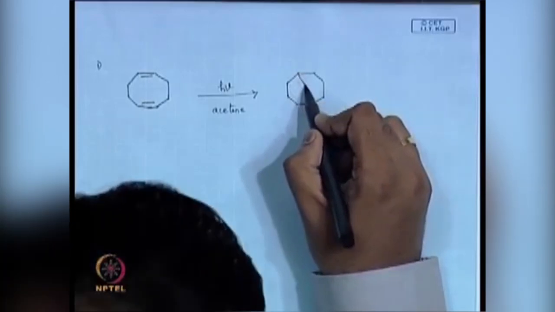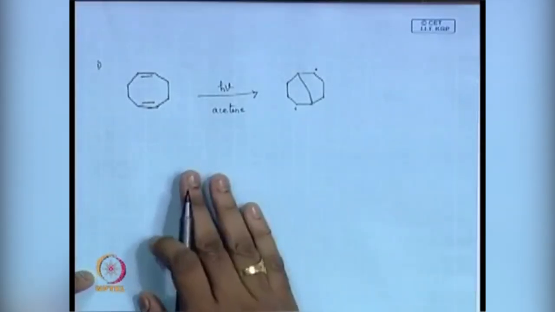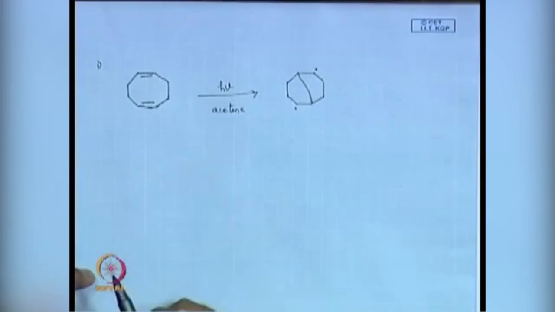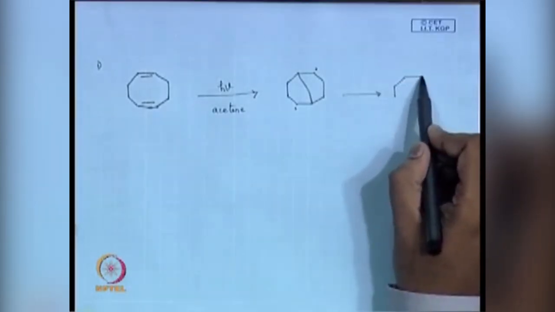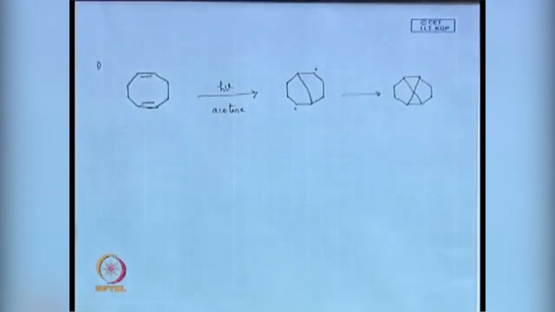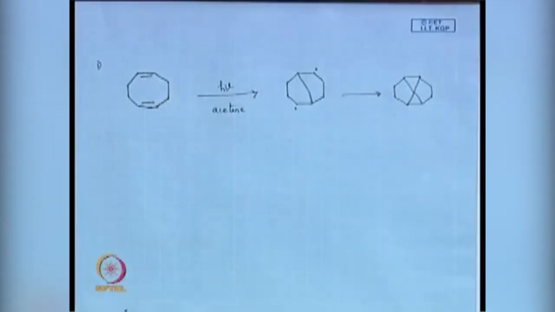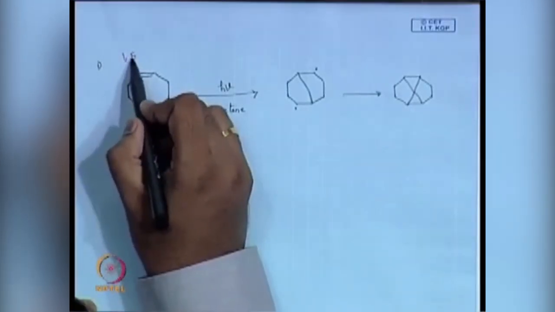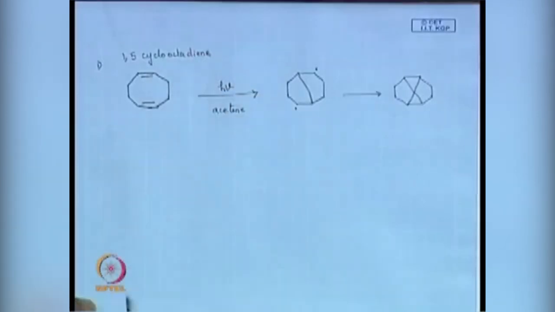So I get a radical. Because it's radical chemistry, okay? Because I'm doing it in acetone, so it mostly goes by radical chemistry. Get a nice cross product when your carbon atom number is even. This is 1,5-cyclooctadiene. Nice.